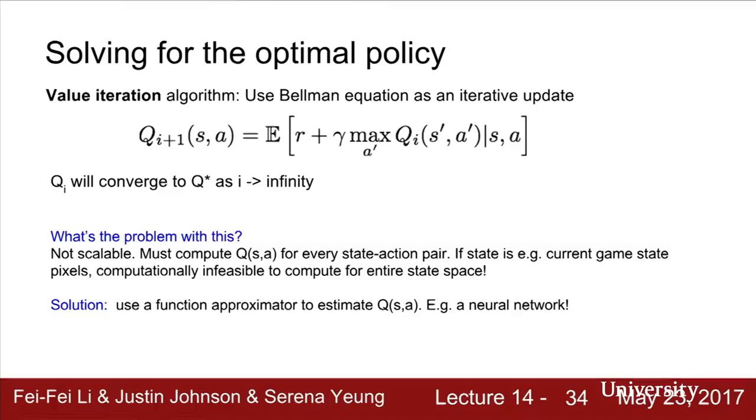So what's the solution? We can use a function approximator to estimate Q(s,a), for example a neural network. We've seen before that anytime we have some really complex function that we don't know and want to estimate, a neural network is a good way to do it.